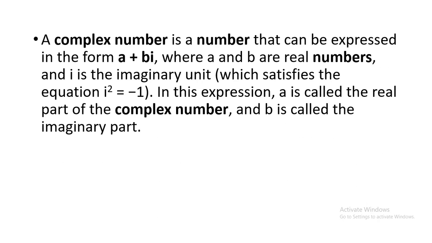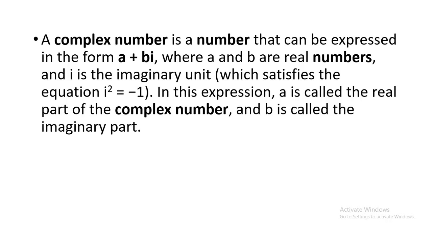Okay, first of all, as it's written here, a complex number is a number that can be expressed in the form of a plus b iota, where a and b are real numbers and i is the imaginary unit which satisfies the equation i square equals minus 1. In this expression, a is called the real part of the complex number and b is called the imaginary part.